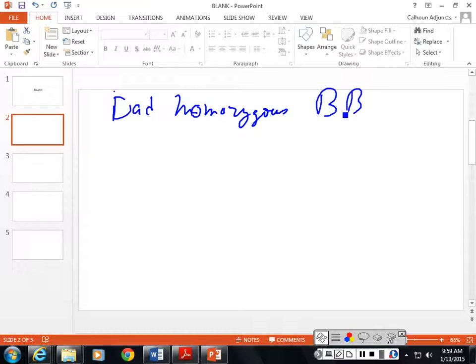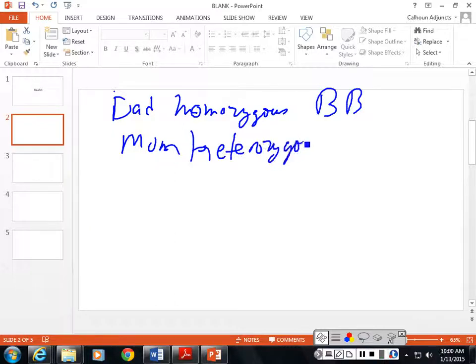Let's say mom is heterozygous. Heterozygous, that means she has big B, little b. Okay, so what color eyes do mom and dad have? Well, dad has got brown, and mom has brown, right? Because we've got that big B, it's dominant. So what chances do our children have? What color eyes are our children going to have?